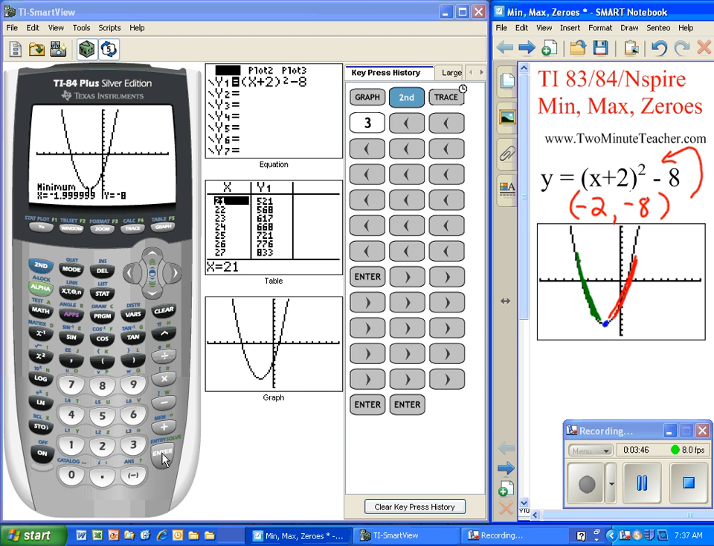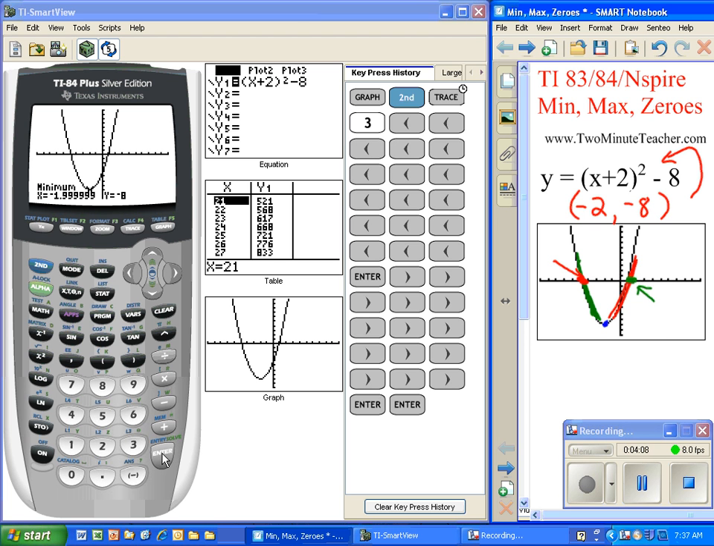Zeros are the spots where it touches the x-axis. So the zeros are this spot right there, and over here, I better do it in a different color so you can see it. Let's use green over here. That spot right there, the spot where it touches, those are the zeros. Okay, to find the zeros, it's the same idea.